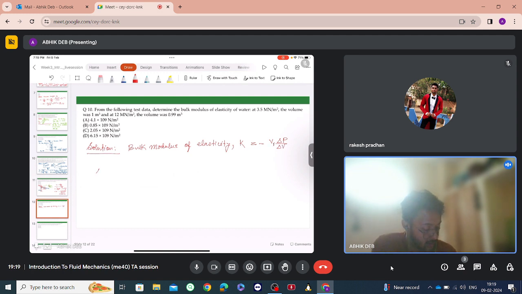So what is delta P here? Delta P is 12 minus 3.5 meganewton per meter square. So this is 8.5 into 10 to the power 6 Pascal. And what is delta V? Be careful to see that whatever pressure value you are taking first should correspond to the volume value you are taking first. So this will be 0.99 minus 1.